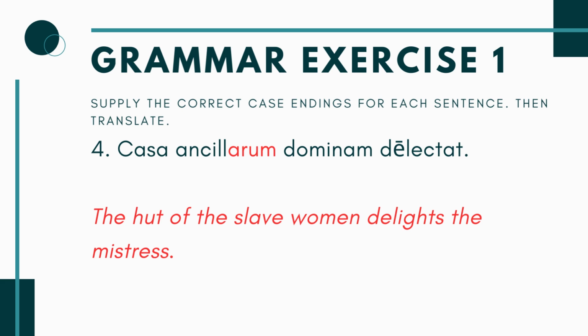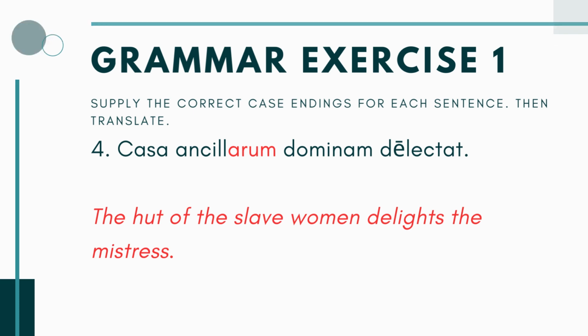So what is ancilla doing here? Well, again, it's going to be genitive, right? You're trying to say the hut of the women. And again, in the textbook, this is marked with a PL, meaning plural. So it's going to be the hut of the slave women, plural, delights the mistress: ancillarum.